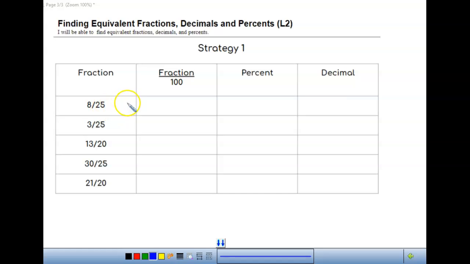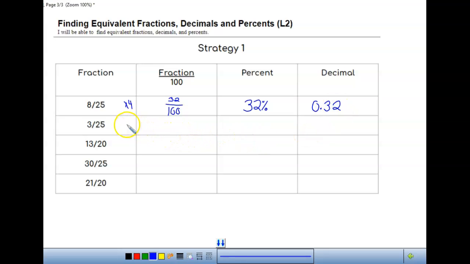So in this case, 25, so we want to times by 4, because remember there's 4 quarters in a dollar. We're going to times both by 4. So we get 100. 8 times 4 is 32. Okay? Just like before, the 32, the number over 100, is your percent. Yes, you have to have a percent sign. Okay? And we read it again. 32 hundredths, so I put 0.32.